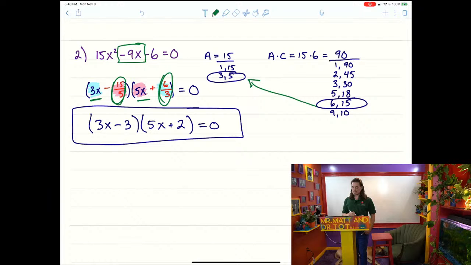So simplifying here, 3x minus 15 over 5 is going to turn into 3x minus 3, and 5x plus 6 over 3 will reduce into 5x plus 2. So our answer is 3x minus 3 quantity times 5x plus 2 is equal to 0.